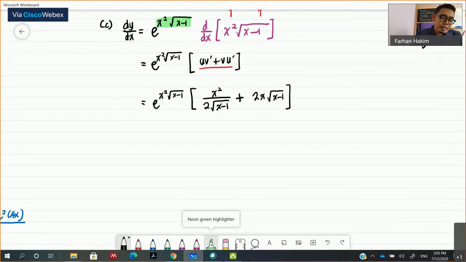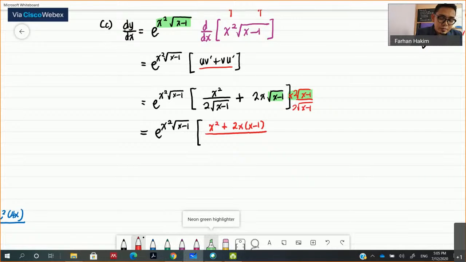If you want to make this a single fraction, you can. Let me try. Let's say you want to simplify this. We have to multiply this part with square root of x minus 1 over square root of x minus 1. So this will give us x squared plus 2x square root of x, multiplied by square root of x minus 1, will give us x minus 1 put in a bracket. Sorry, you have to multiply with 2 here because you want to make the denominator the same, right? So that one will become 4x square root of x minus 1, and you have 2 square root of x minus 1 at the denominator.